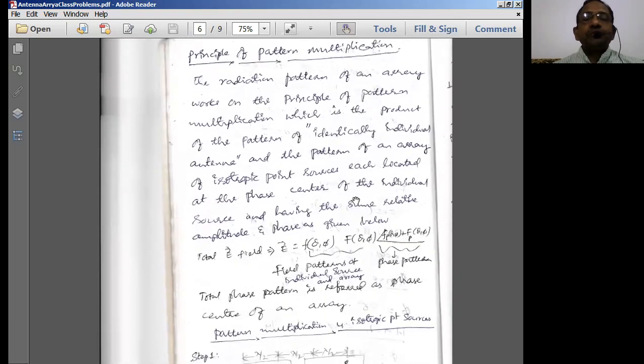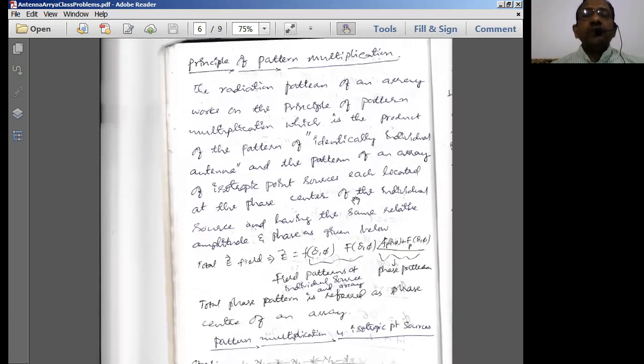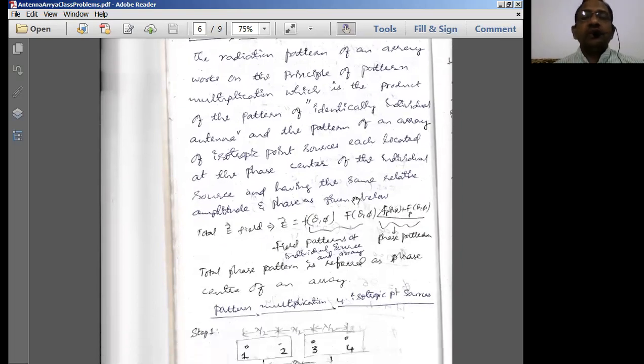Now here, according to the principle of radiation pattern multiplication, the radiation pattern of an antenna array works on the principle of pattern multiplication. There is a formula for pattern multiplication. That is what is called the principle for us here, which is the product of identical, and this point is important, the product of the patterns of identical individual antennas.